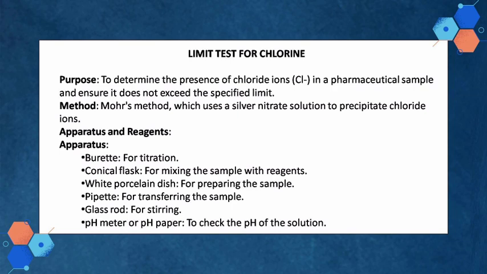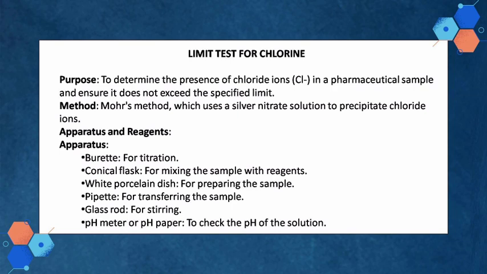Purpose. The purpose of the limit test for chloride is to determine the presence of chloride ions, Cl-, in a pharmaceutical sample and ensure it does not exceed the specified limit. The method used in the limit test for chloride is Mohr's method, which uses a silver nitrate solution to precipitate chloride ions.